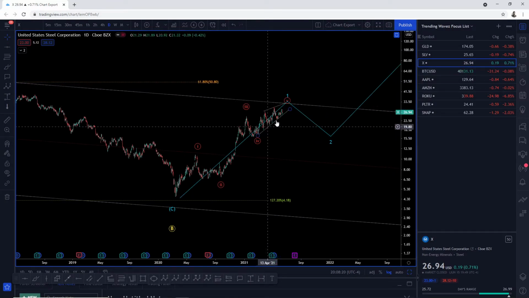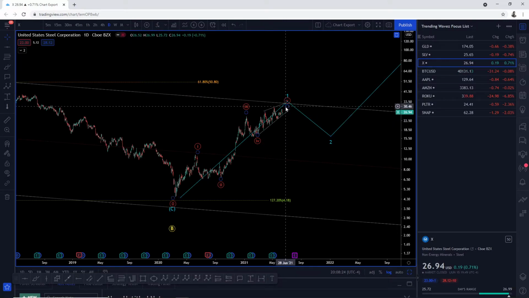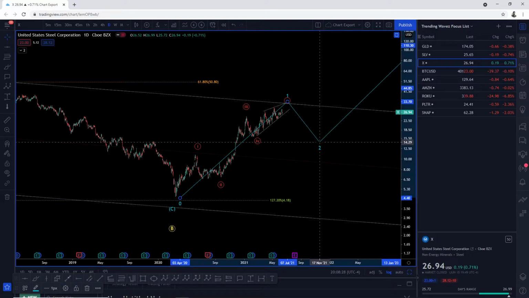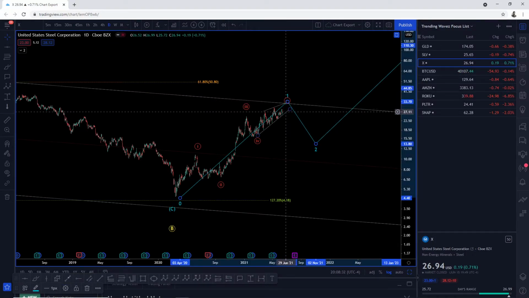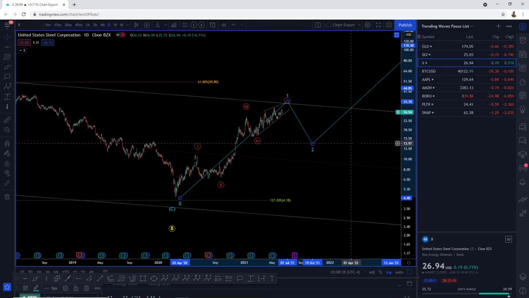As you see here, we have an ending diagonal pattern forming in the wave 5. Once we top over here, then we see a 3-wave pullback. This pullback is theoretical. Once we start seeing evidence of the pullback, we'll then know where this could potentially land.